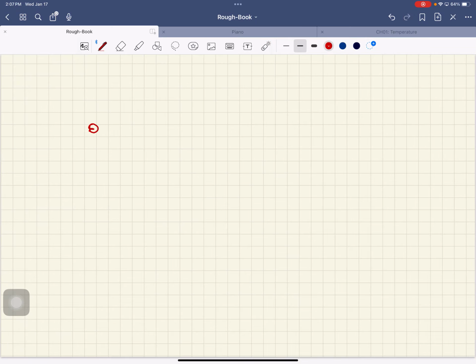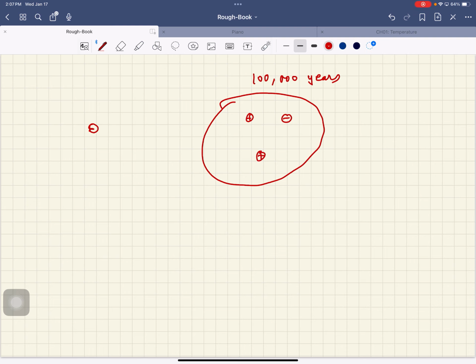Okay, so this was the Big Bang. And the universe was expanding. And as it was expanding, it was cooling. So let's say this is a 100,000 year old universe. Okay, so what it had was a bunch of protons, electrons, a bunch of photons and stuff like that. I'm not telling you this part of the story.